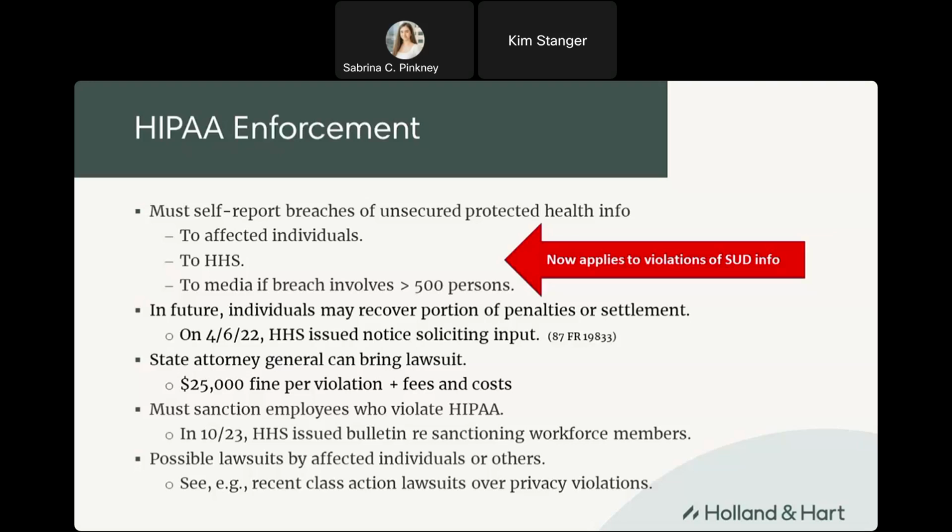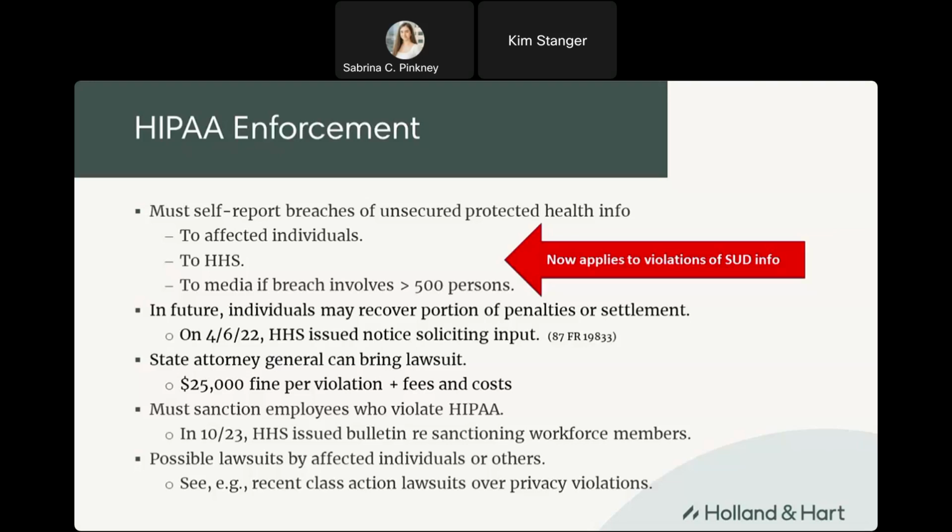In addition, in the future, individuals may recover a portion of those penalties or the settlement amounts. The government has issued its request for information so that it can implement rules consistent with the HITECH standards that would require the government to give patients or others whose information is improperly disclosed the ability to recover a portion of those settlements or penalties. That, of course, turns them into bounty hunters and increases the stakes. So we don't have the final rule on that yet, but just watch. That may be coming out before too awfully long.